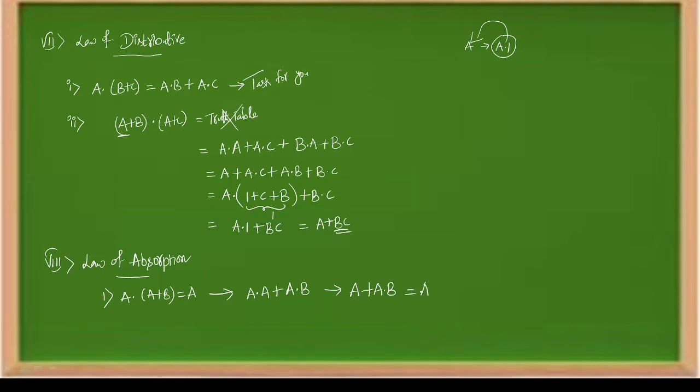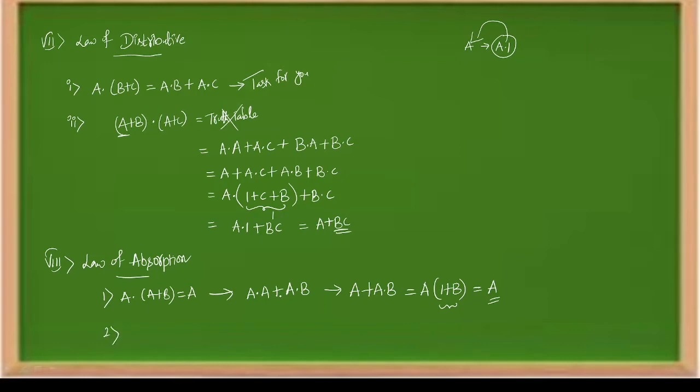Now by taking A as common, I can obtain 1 plus B inside the brackets. Now 1 plus B, it is an OR operation. If any one of the inputs in an OR operation is high, the output is high. In that case, you will have A into 1, which is equal to A. Okay. And you also have one more law under this.